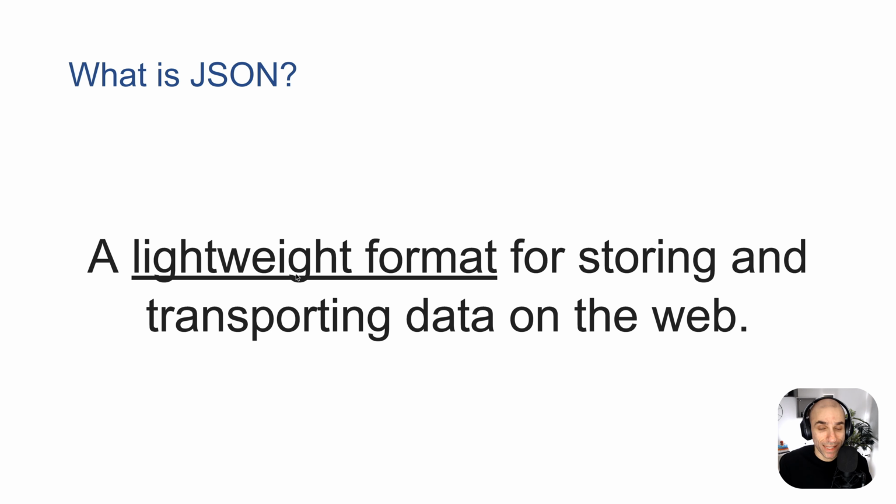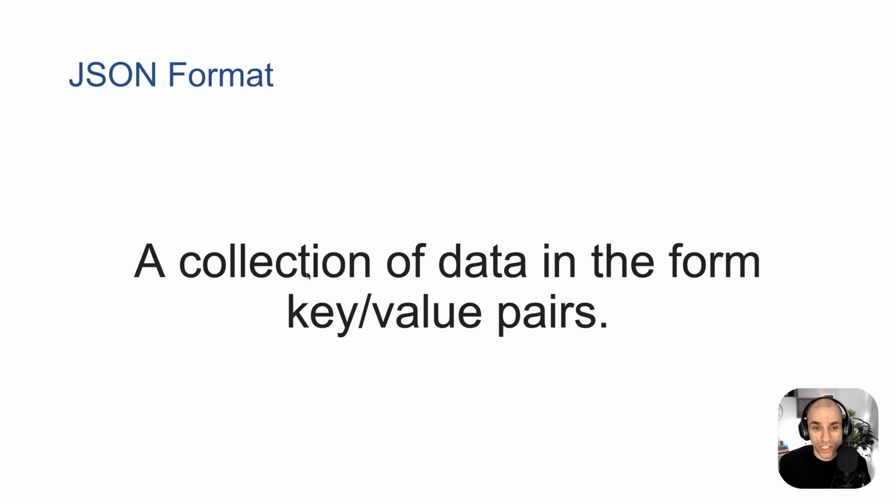So it mentions a lightweight format. So the next thing we should discuss is what is this format? Very good. So the format is actually pretty simple. And this is where a lot of people get confused because the definitions are all over the place. But all you have to remember when it comes to a JSON is that it is nothing but a collection of data in the form of key and value pairs. It's just a bunch of data collected together in the form of key and value pairs. That's all there is to it. Okay, so that's the format.